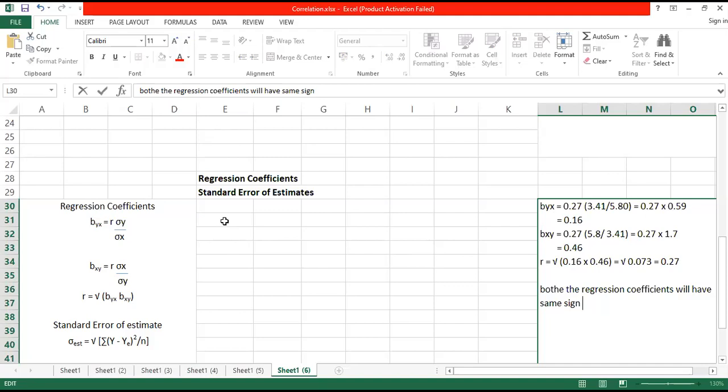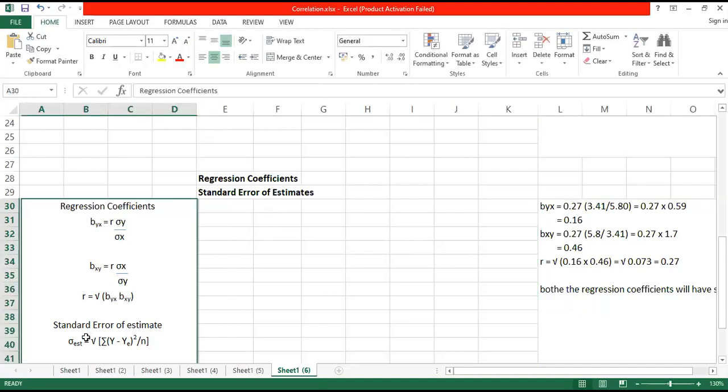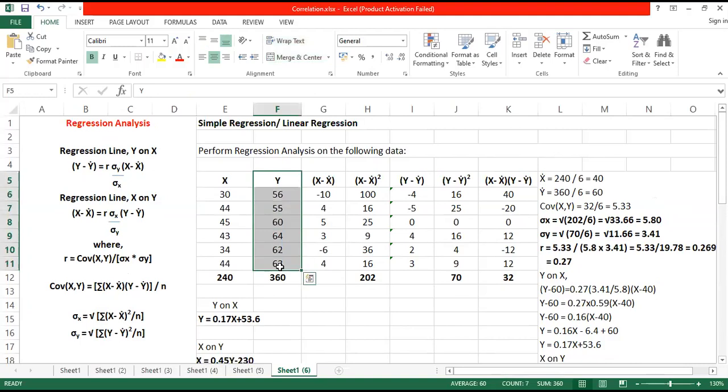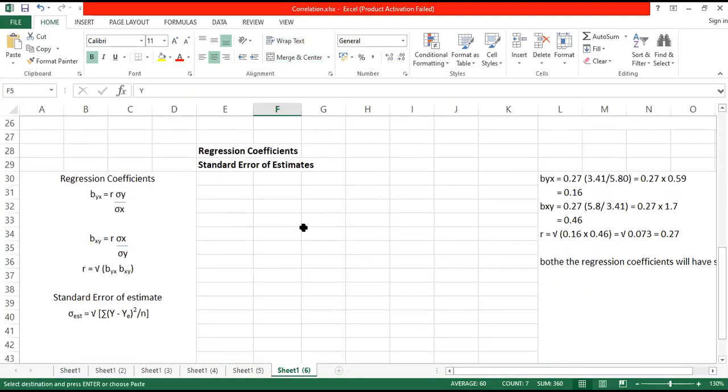Fine. So now let us try to understand standard error of estimate, or let us try to calculate standard error of estimate. What we'll do is, we'll try for regression line y on x, and we have assumed that our y is the dependent variable, correct?